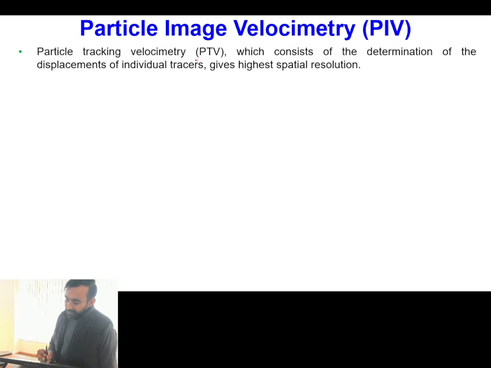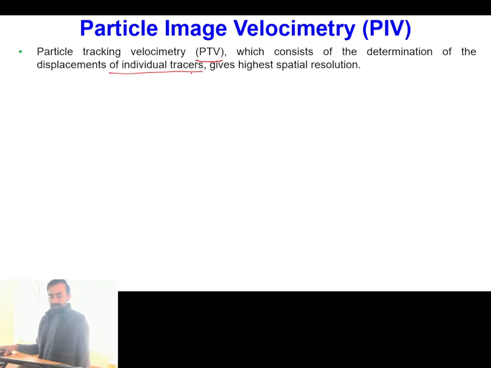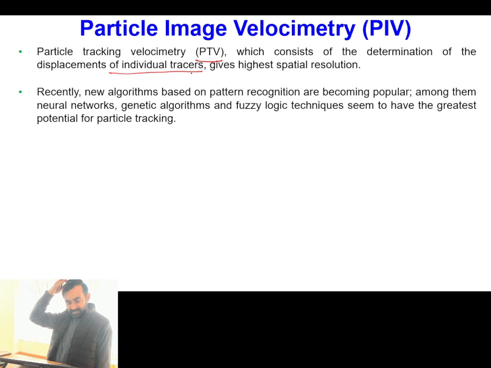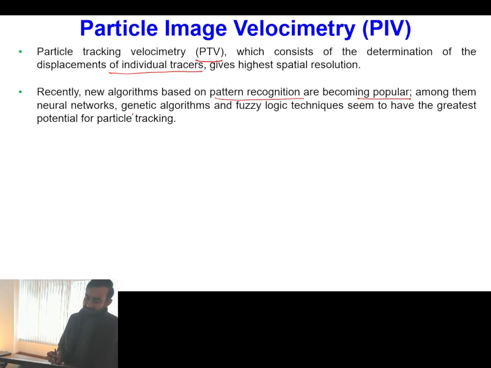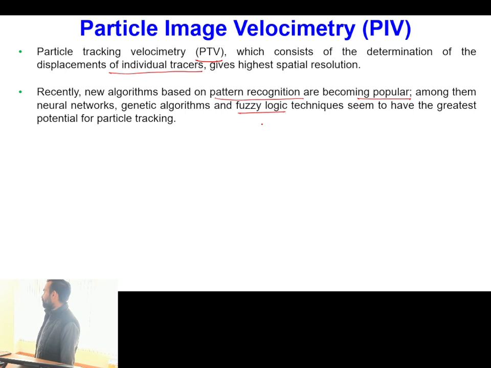But if we go for particle tracking velocimetry, here the displacement of individual tracers is determined and it gives the highest resolution. Recently, new algorithms based on pattern recognition are becoming popular, involving neural networks, genetic algorithms, fuzzy logic, etc. With the help of these advanced algorithms, particle tracking velocimetry is gaining popularity.